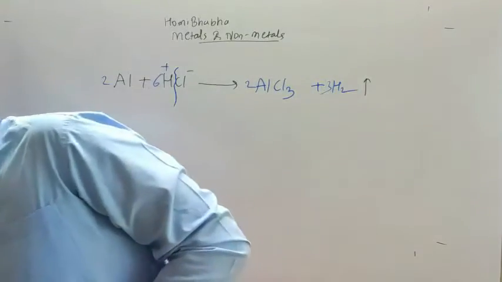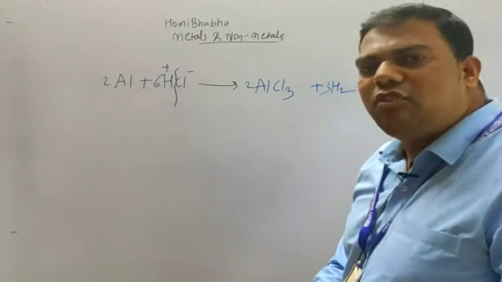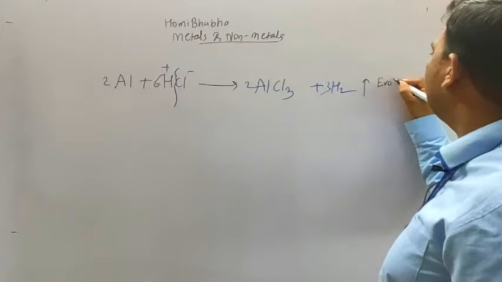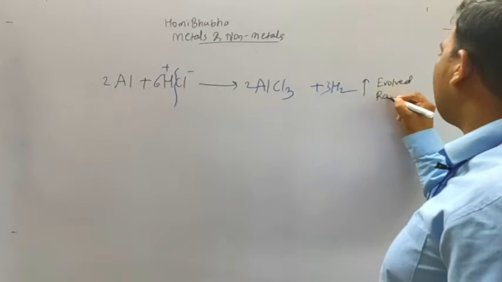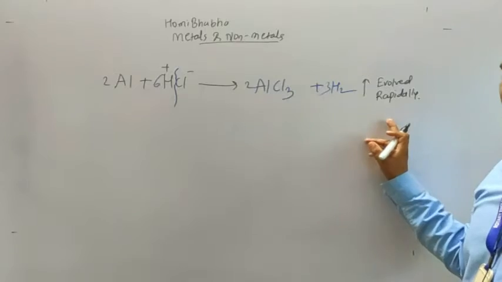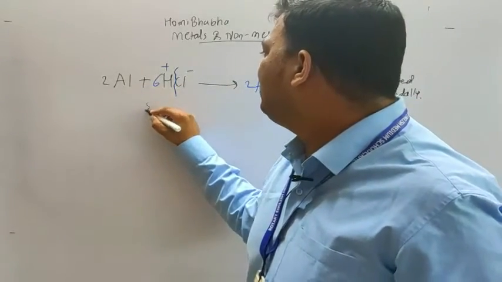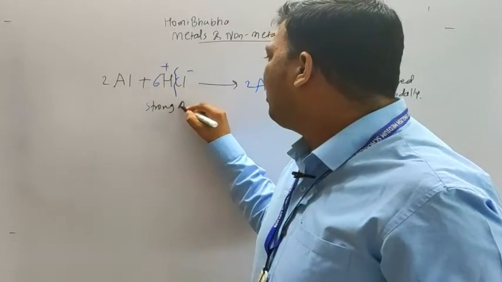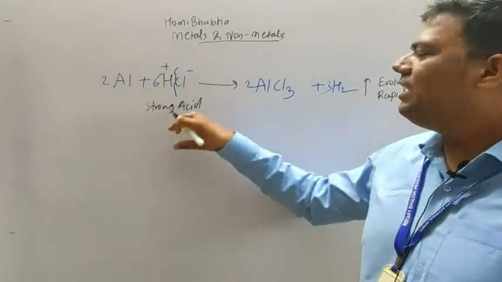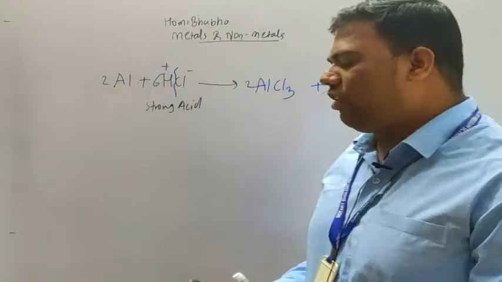Understood? Here the hydrogen gas is evolved rapidly. Understood? Hydrogen gas evolved here rapidly. But why like this? Because these are strong acids, and a strong acid will readily evolve hydrogen. Understood? So now we will see our next reaction.